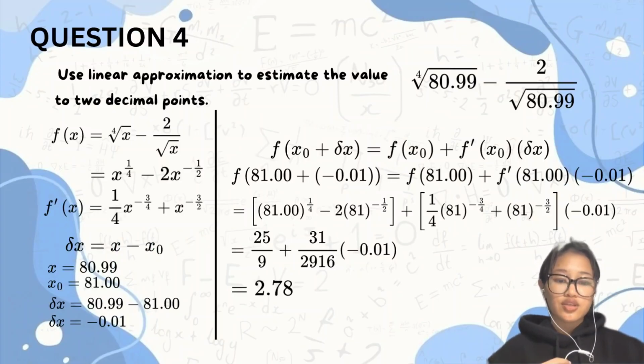During calculation, the most important part of this step is for us to do the addition only after we find the product of each side of the square brackets. Finally, we will get the final answer, which is 2.78.